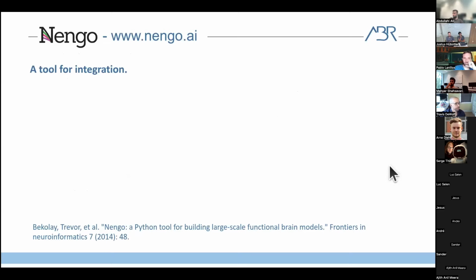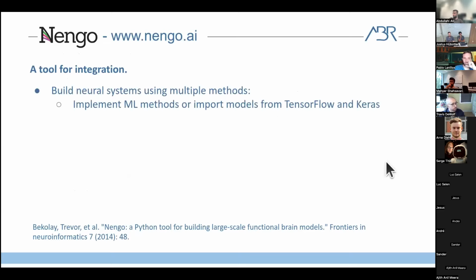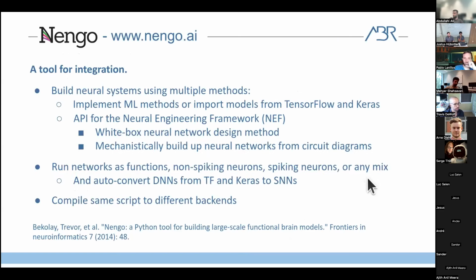We do this using Nengo, which is a tool for integration. It lets you build neural systems using multiple methods. As I mentioned, we're taking the ML methods and the NEF methods, and then you can run these networks, each part of the network as a function just in Python in non-spiking rate neurons and spiking neurons or any mix, which is very helpful for implementing this whole process that I've discussed, and just moving from stage to stage. It also has this handy converter from DNNs in TensorFlow and Keras to SNNs. And then when you have a script compiled, you can implement that on a CPU, GPU, or different neuromorphic backends.